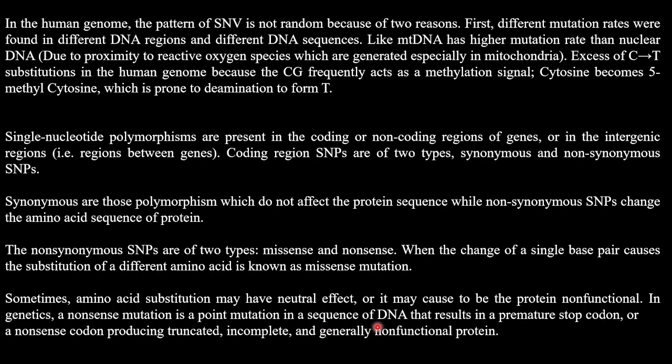the amino acid substitution may cause the protein to be non-functional. In genetics, a nonsense mutation is a point mutation in a sequence of DNA that results in a premature stop codon or a nonsense codon, producing a truncated, incomplete, and generally non-functional protein. As I told you right now, the normal protein could be 70 kD long, but due to the polymorphism, the protein that is going to be produced is, let's say, 35 kD, then that becomes non-functional.